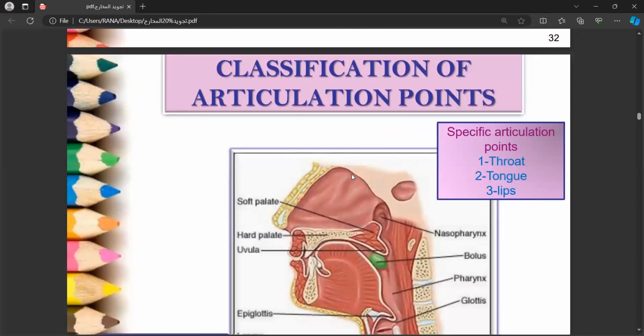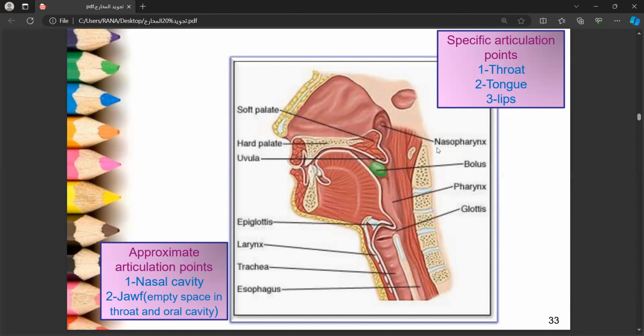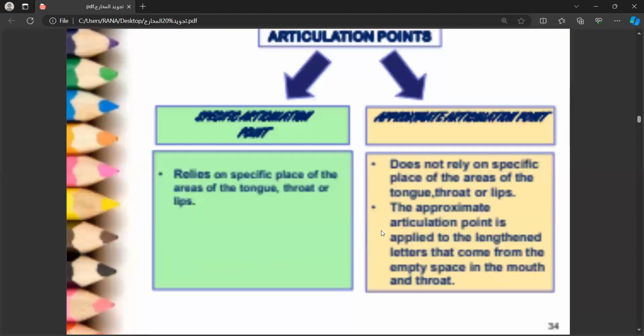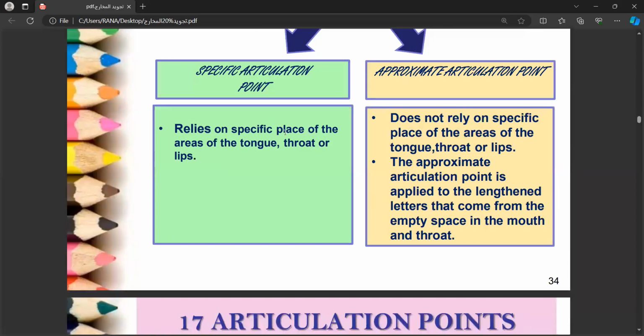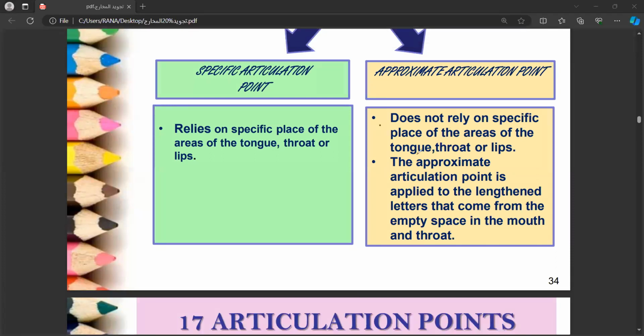Here, we have 2 types of articulation points, ya Nafisa: specific articulation points and approximate articulation points. Specific articulation points mean you could feel them and touch them, like throat, tongue, lips. But approximate articulation points are like nasal cavity and الجوف. Specific articulation points rely on a specific place of the tongue, throat, or lips, but approximate articulation points do not.